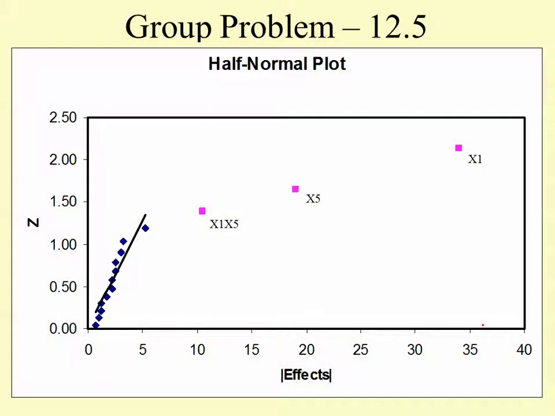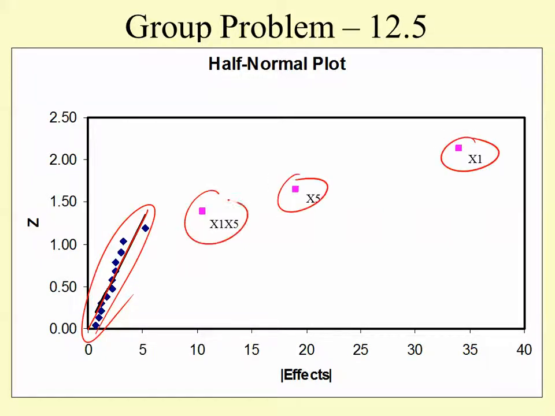So in the group problem, I used to have people start doing that, but it got to be just too much to do in a group problem. So we have this line going through the origin. That is all of these effects we'd say are normally distributed, and the significant ones that are outliers are the x1, x5, and the 1, 5 interaction.